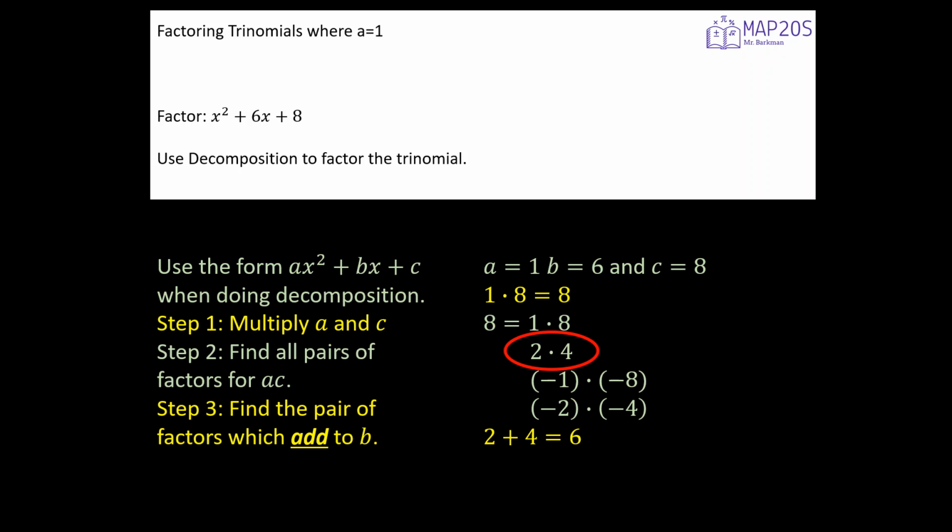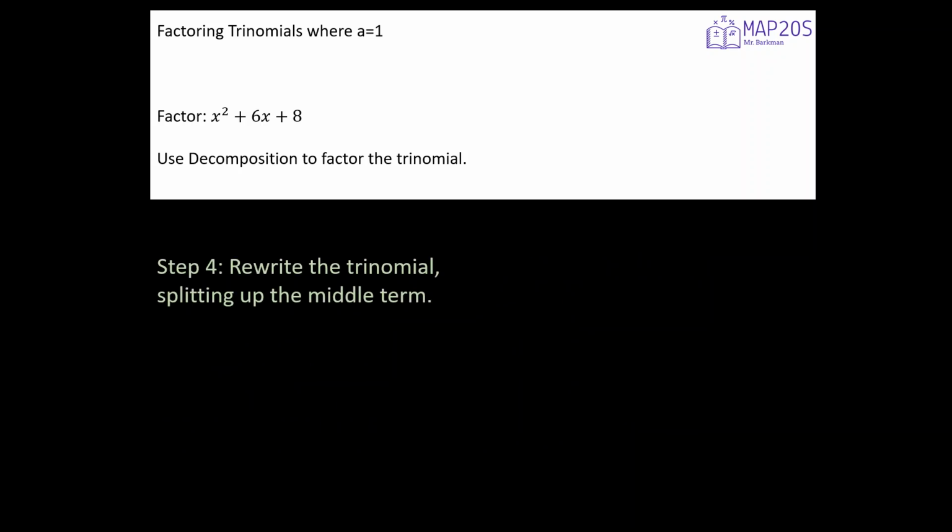All right, step 4, we need to rewrite the trinomial, splitting up the middle term. This is the decomposition portion of the process, which is why we get the name decomposition. And so we're going to write out our polynomial as such: x squared plus 2x plus 4x plus 8. Now, 2x plus 4x add up to 6x, so we haven't changed the value of this at all. The only thing we've done is write it out a little bit differently, which is okay.